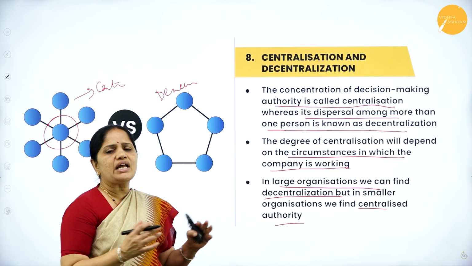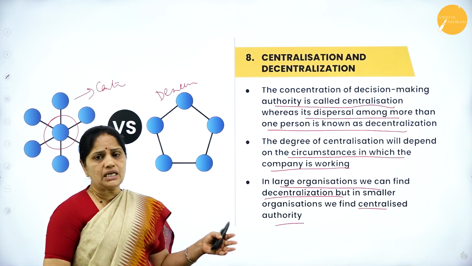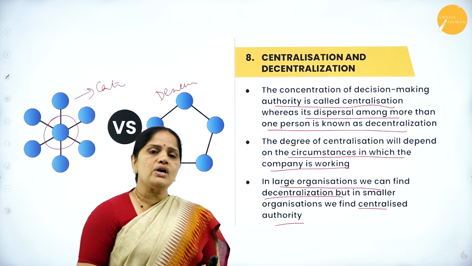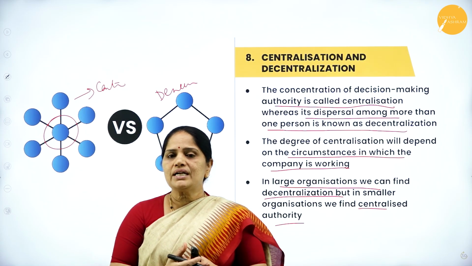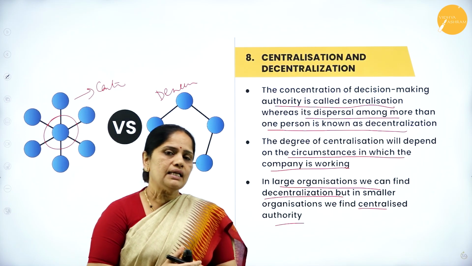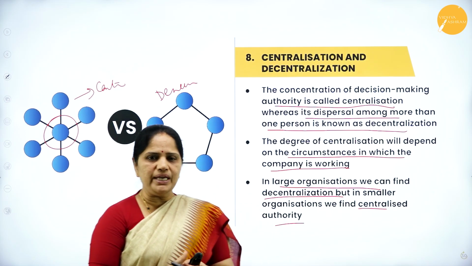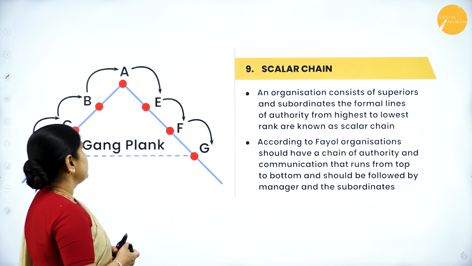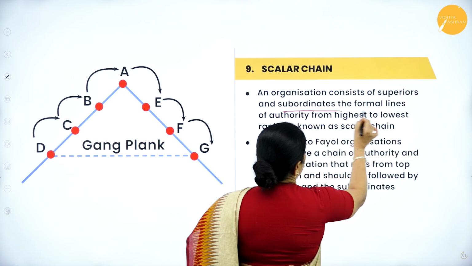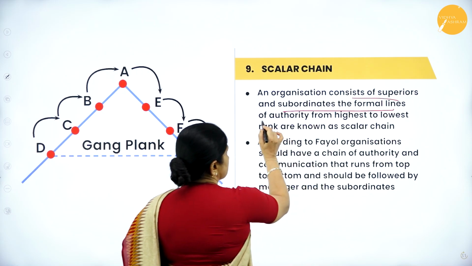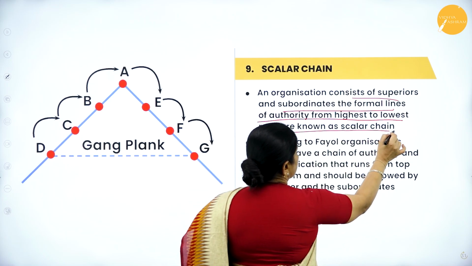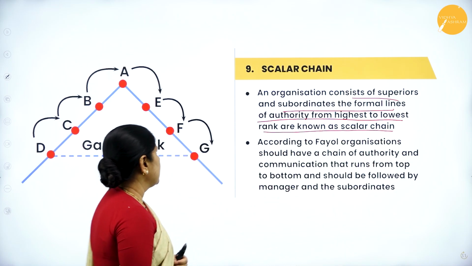So, when we have a very huge organization where 20,000, 30,000 people are working, then it is always best to have decentralization. But if it is a small organization with around 100 people working, then a centralized authority will be best. The next is the scalar chain. An organization consists of superiors and subordinates. The formal lines of authority from the highest rank to the lowest rank is known as the scalar chain.